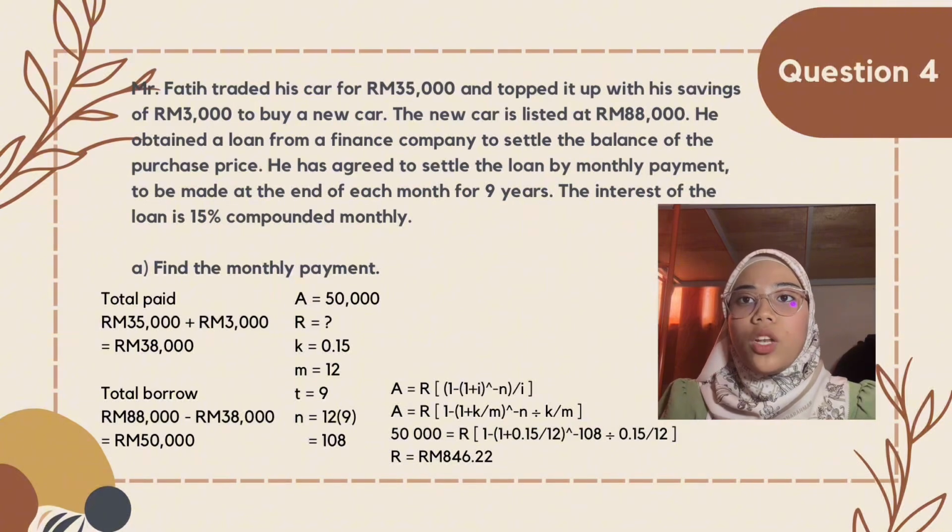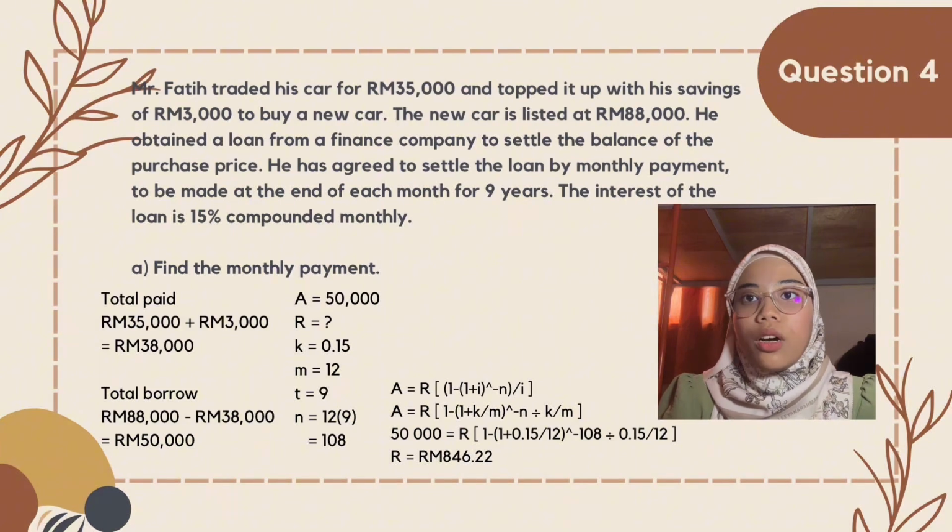This question uses the present value annuity formula. A equals R times (1 minus (1 plus I) to the power of negative N) divided by I. 50,000 ringgit equals R times (1 minus (1 plus 0.15 divided by 12) to the power of negative 108) divided by (0.15 divided by 12). R equals 846 ringgit 22 sen.